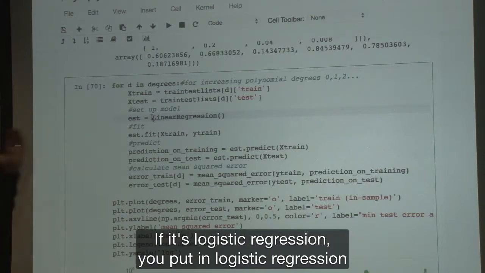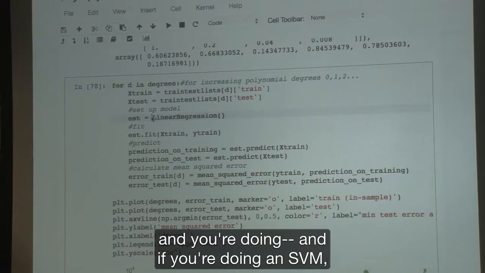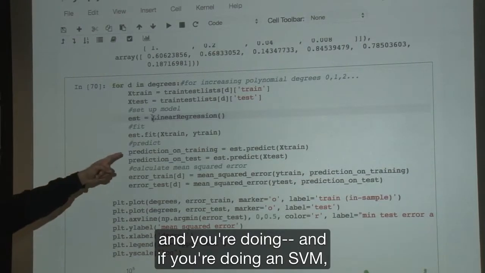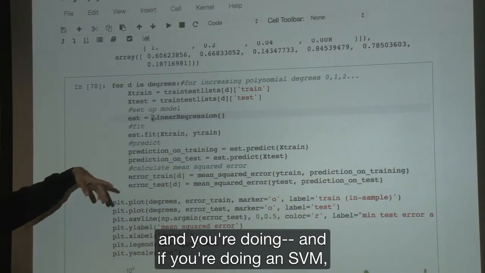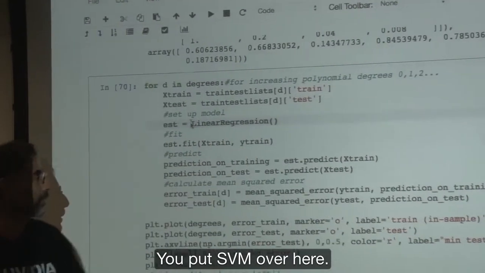If it's logistic regression, you put in logistic regression over here. If you're trying to do some kind of classification and you're doing a SVM, it's exactly the same structure. You put SVM over here.